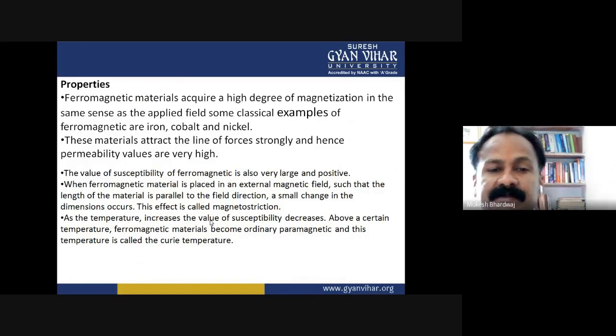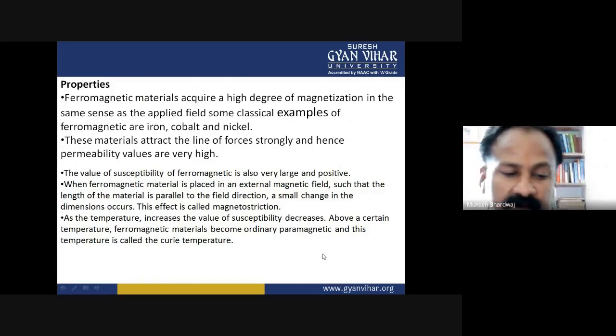The value of susceptibility of ferromagnetic materials is also very large and positive. When a ferromagnetic material is placed in an external magnetic field such that the length of the material is parallel to the field direction, a small change in the dimensions occurs. This effect is called magnetostriction. As the temperature increases, the value of susceptibility decreases. Above a certain temperature, ferromagnetic materials become ordinary paramagnetic, and this temperature is called the Curie temperature.